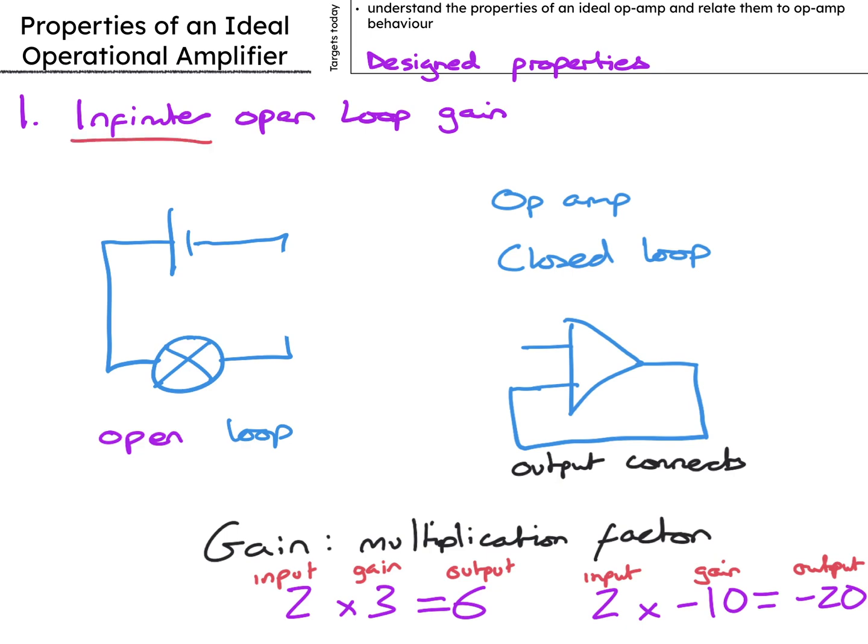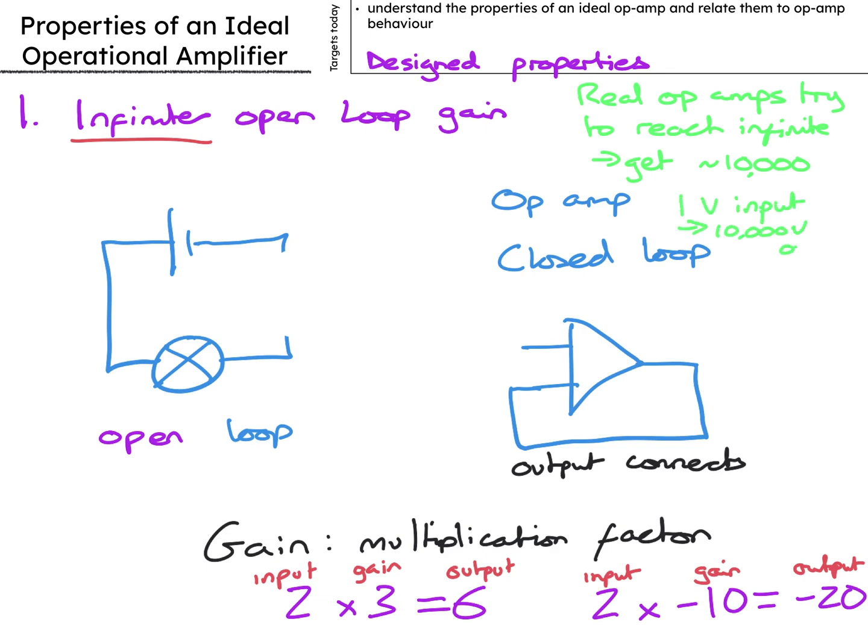Now, is that really possible? Of course not. But these are the properties of an ideal op-amp. A real op-amp will try to get as close as possible to this. That's what the engineers have to try to make. Now, standard real op-amps have an open loop gain of around 10,000. Multiply 1 volt by 10,000, you get 10,000. That's a pretty big multiplication, so we get close enough to infinity. So, property number 1 is infinite open loop voltage gain.